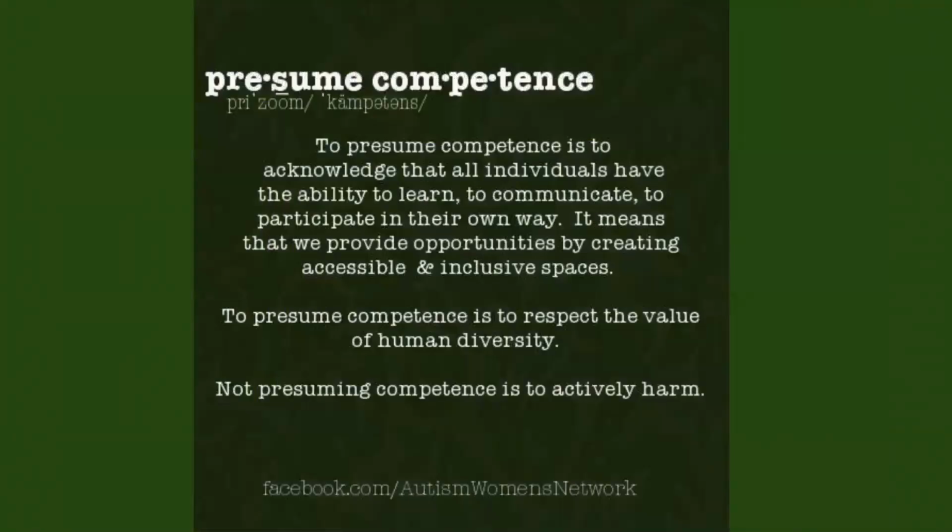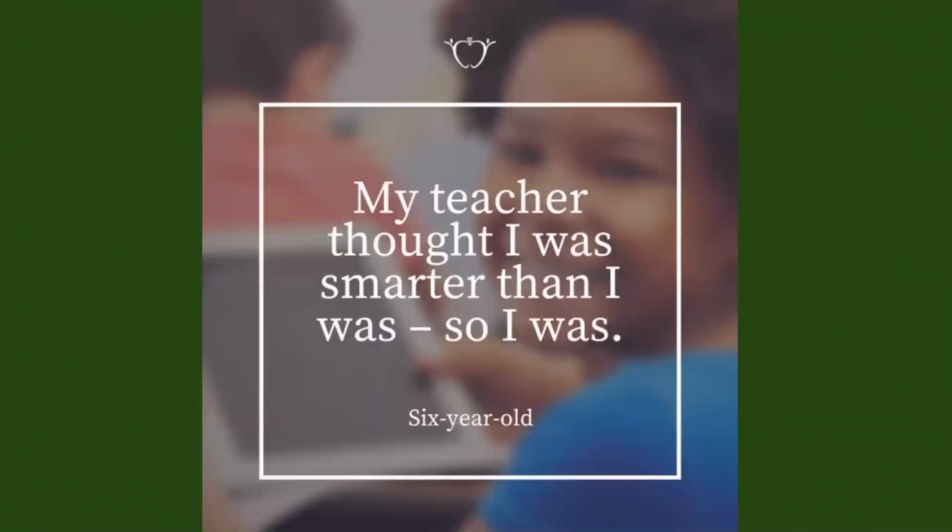To presume competence is to acknowledge that all individuals have the ability to learn, to communicate, to participate in their own way. It means that we provide opportunities by creating accessible and inclusive spaces. To presume competence is to respect the value of human diversity. Not presuming competence is to actively harm. And this was taken from the Autism Women's Network. And finally, a 6-year-old was quoted as saying, "My teacher thought I was smarter than I was, so I was."